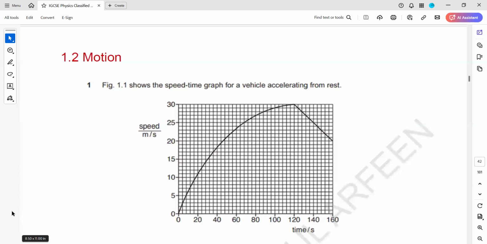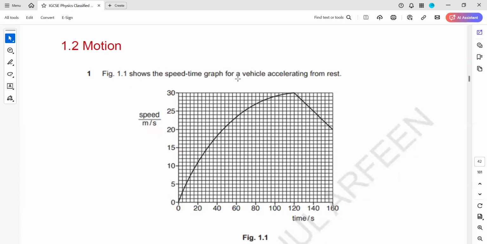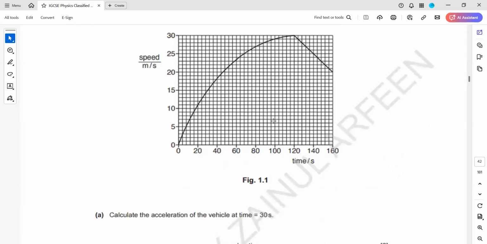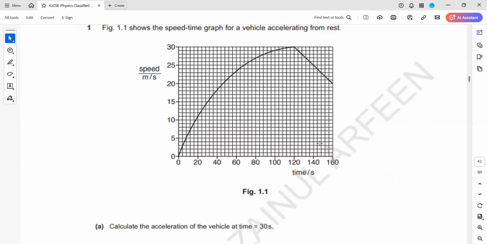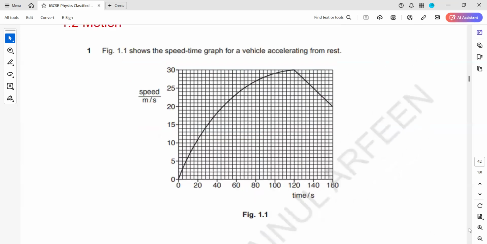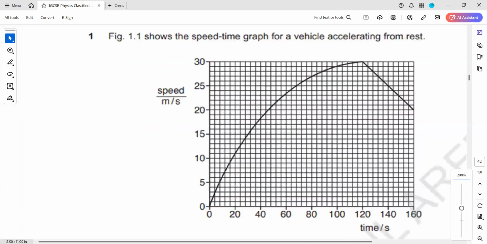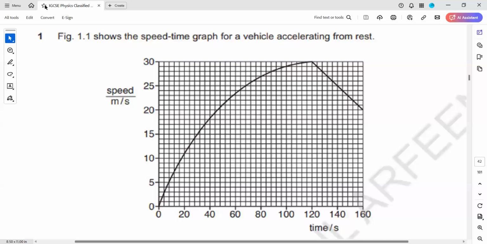Page 42, it's related to motion. Figure 1.1 shows a speed time graph for a vehicle accelerating from rest. This is a speed time graph. Calculate the acceleration at time t equals 30 seconds. So how can it be done? Whenever you have a curve on a speed time graph, you need an acceleration, so you have to draw a tangent.